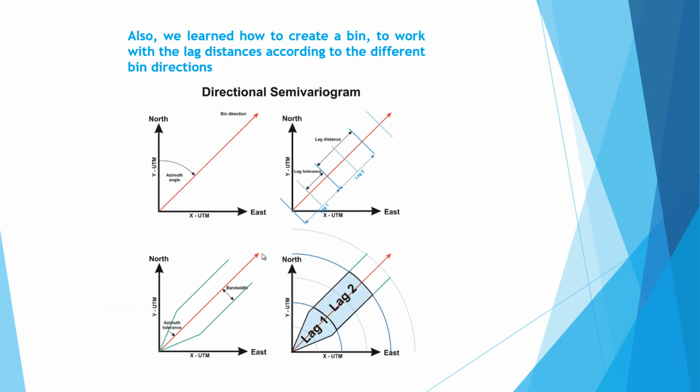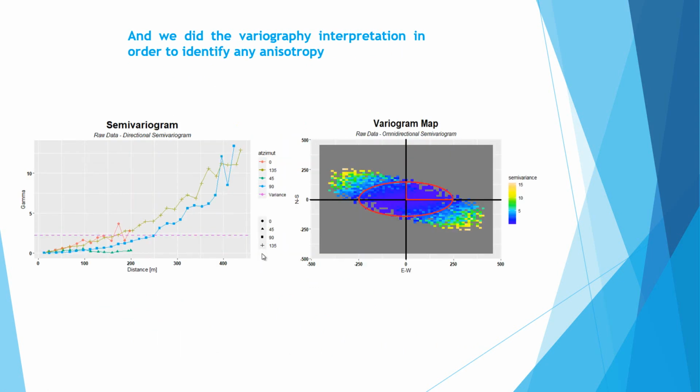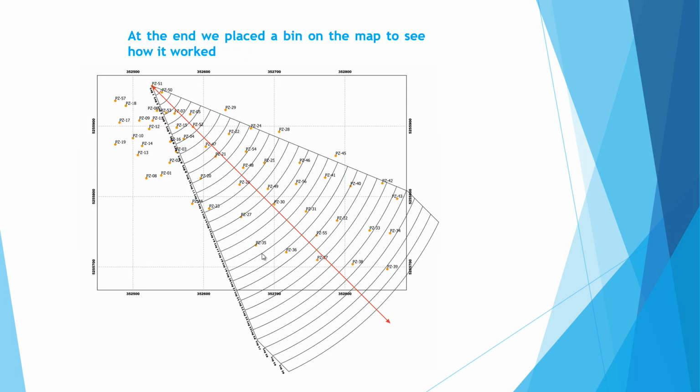Also, we learned how to create a beam to work with the lag distances according to the different beam directions. We created an experimental semi-variogram for 4 different directions. And then we did the variography interpretation in order to identify any anisotropy. At the end, we placed a beam on a map to see how it works. Remember that if you missed this video, you can hit the card located at the top right corner of your screen.